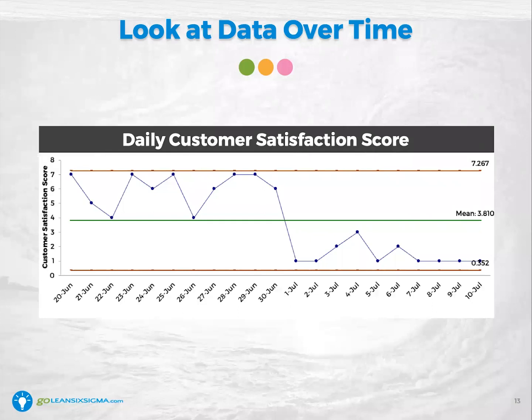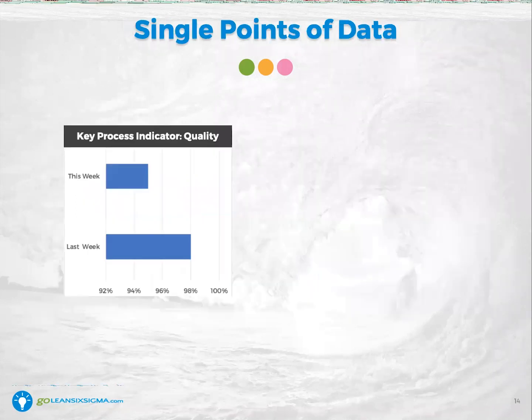If this was your process, you'd have a much different reaction to this chart than if you were just hearing that the average customer satisfaction rating was 4. So that's key. We want to understand our data in context. This is something else we also see a lot of. A display like this bar chart shows that the process has changed. In this case, the bar chart on top indicates that quality has dropped since last week.